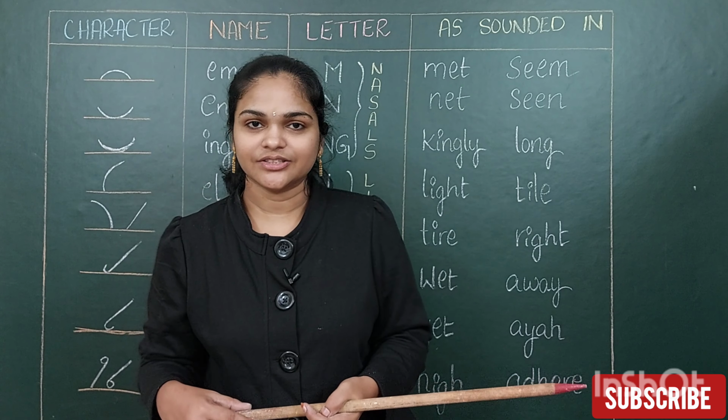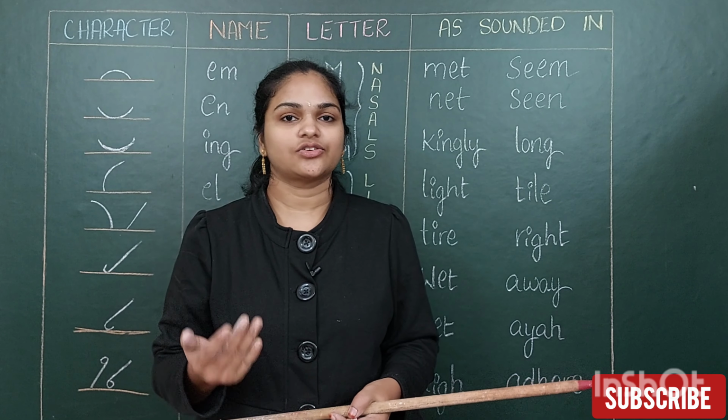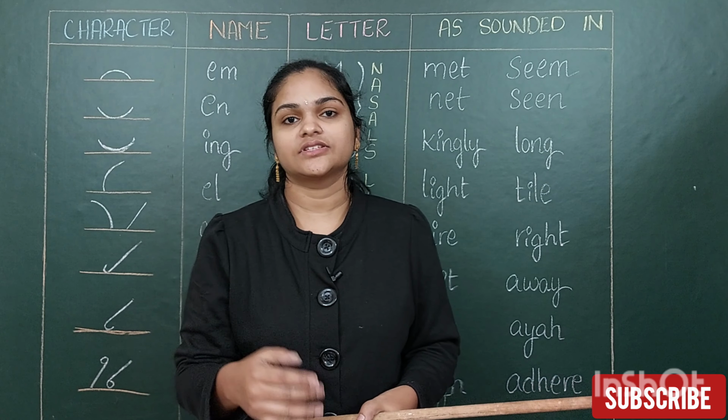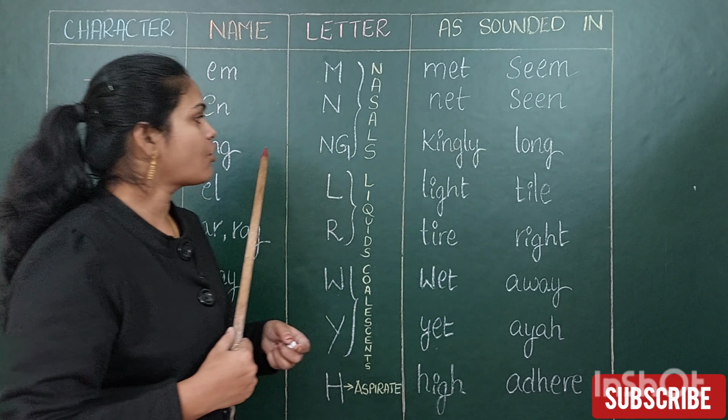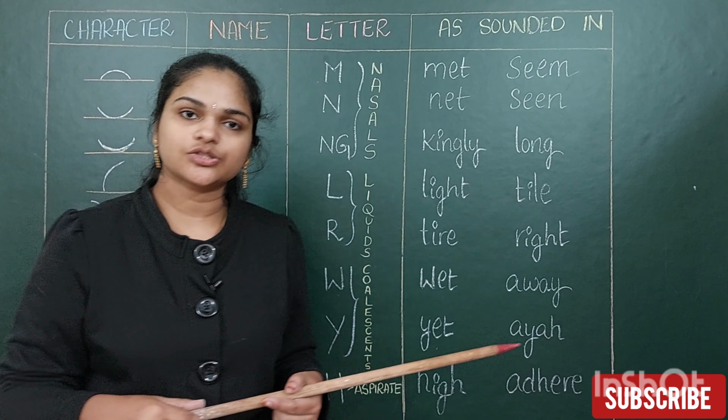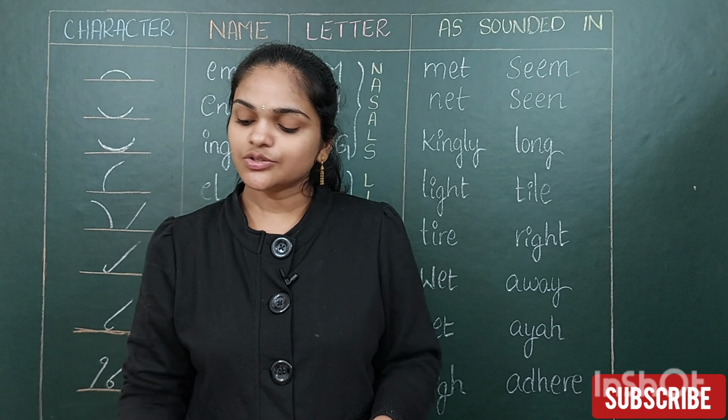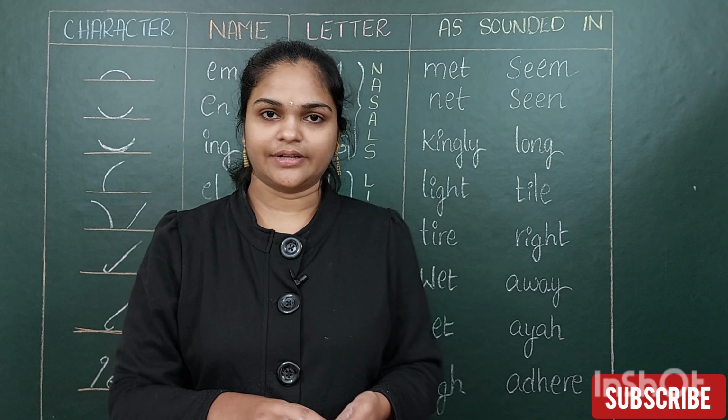First 8 straight strokes, and next 8 curved strokes, and next all these horizontal strokes, liquids, coalescents and the aspirate. So this is all about consonants.